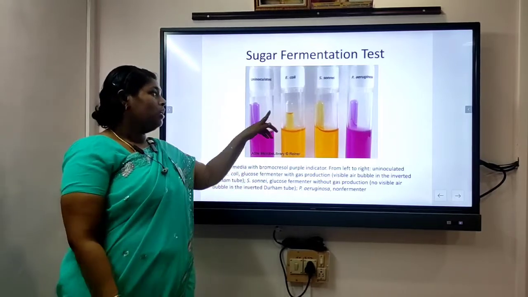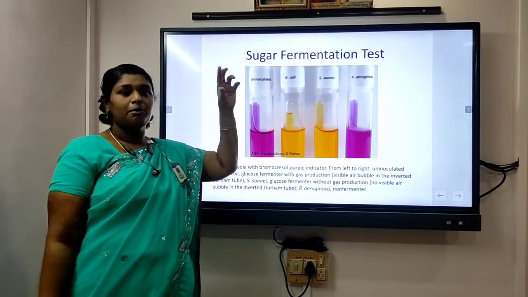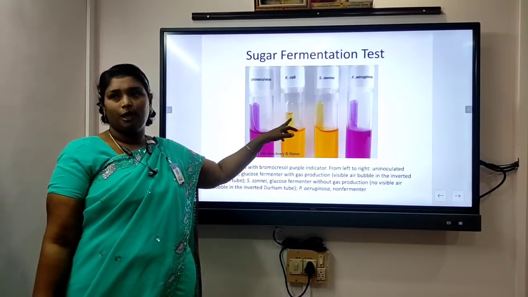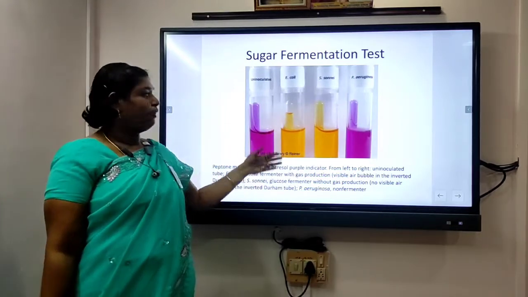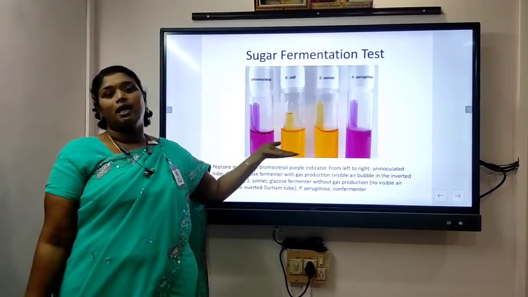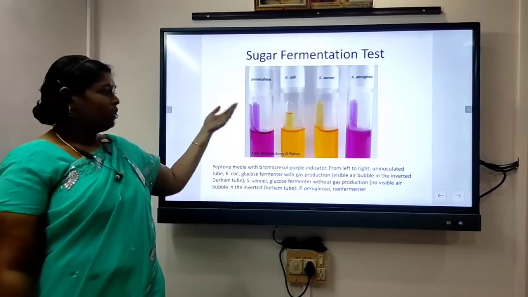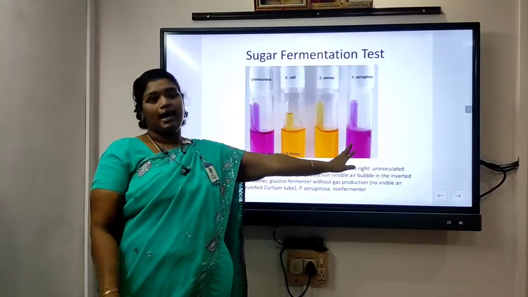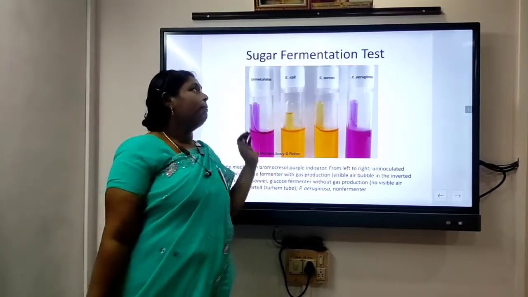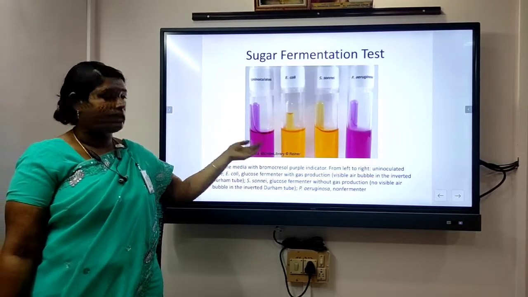There is no change otherwise. Gas production will be seen by the gas bubble formation at the top of the Durham's tube. So that can be easily detected by the color change. If acid has been produced, we can see the medium color change into yellow. If there is no production or no utilization, the medium will not change. Okay, so this is the positive acid production, or the sugar fermentation part.